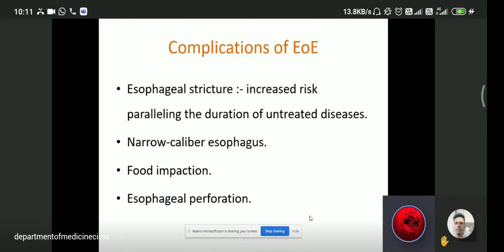Complications include esophageal stricture, which is the commonest related complication. Increased risk depends on the duration of untreated disease: as the untreated disease prolongs, the risk of esophageal stricture also increases. Narrow caliber esophagus, dysphagia, a feeling of food impaction, and esophageal perforation. These are the four complications.